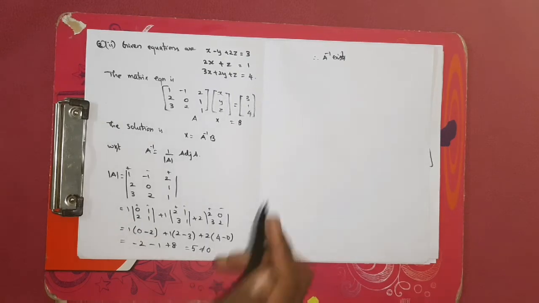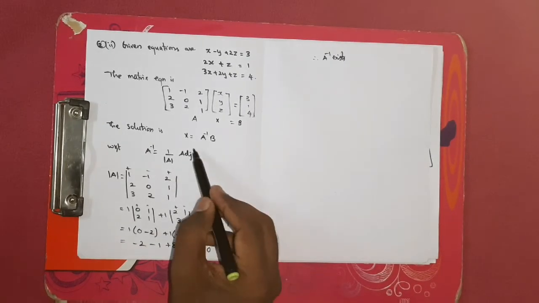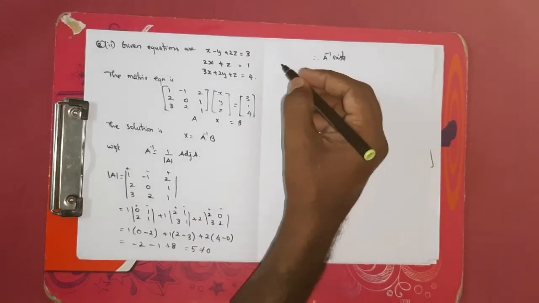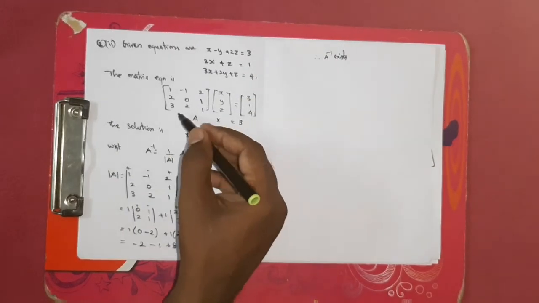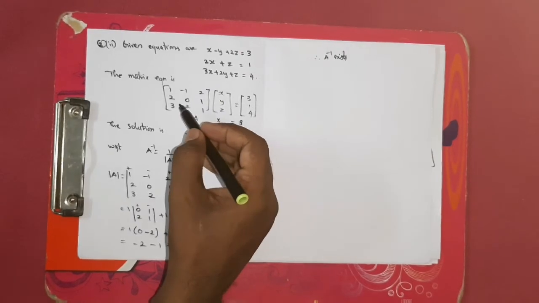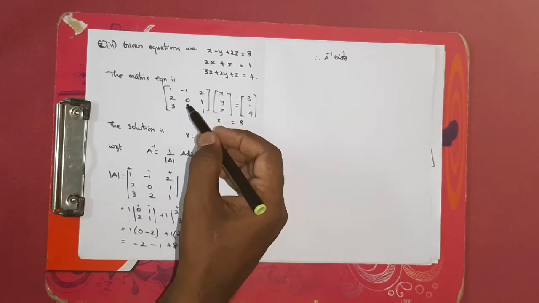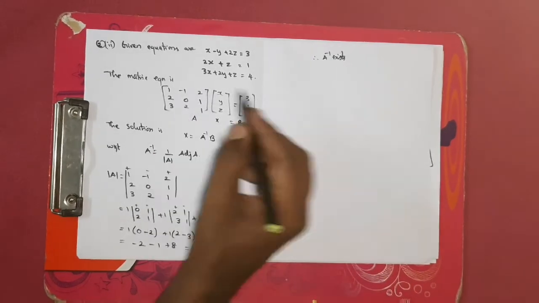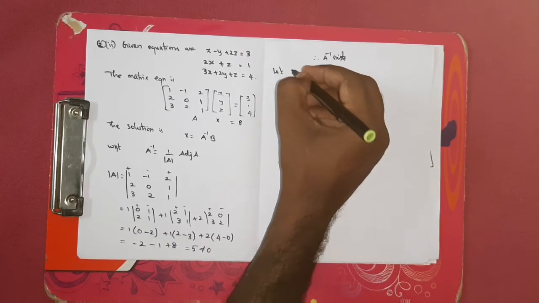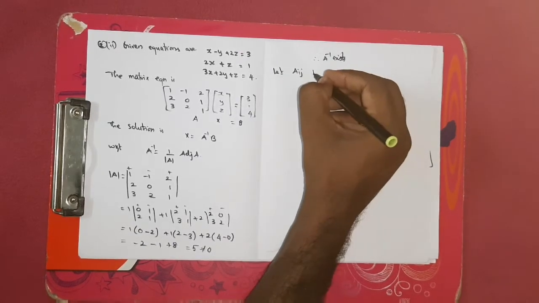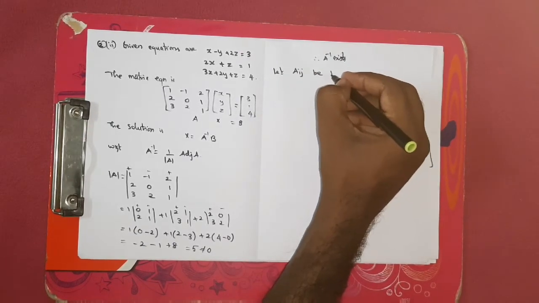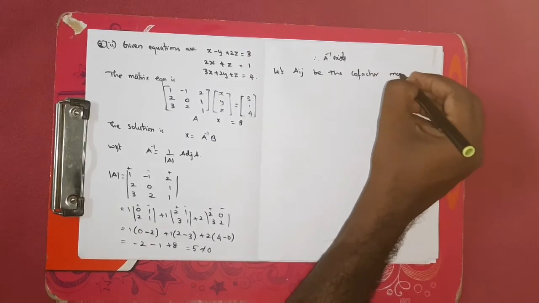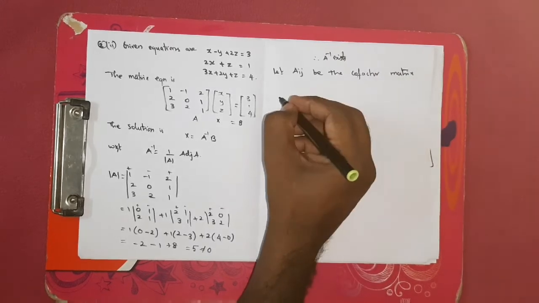So now we found the determinant of A. In this A inverse formula we need the adjoint of A value also. So first for this A matrix we have to find the adjoint of A. But this is a 3 by 3 matrix. If it is a 2 by 2 matrix, it is very easy to find the adjoint of A. But for a 3 by 3 matrix, first you have to find the cofactor matrix, and I name it Aij. Let Aij be the cofactor matrix.